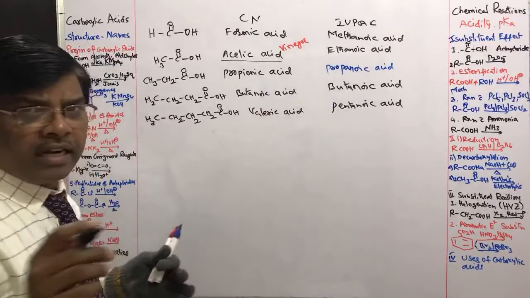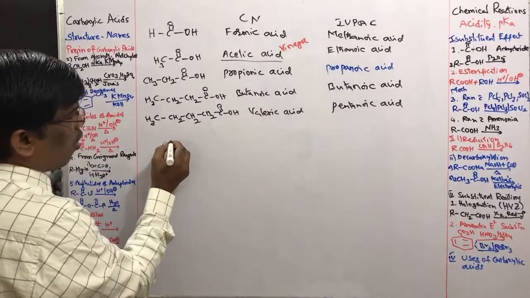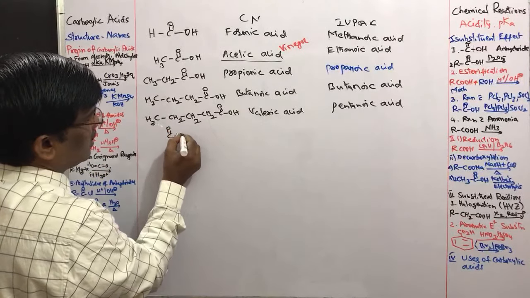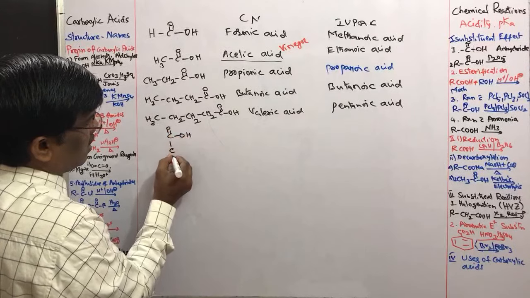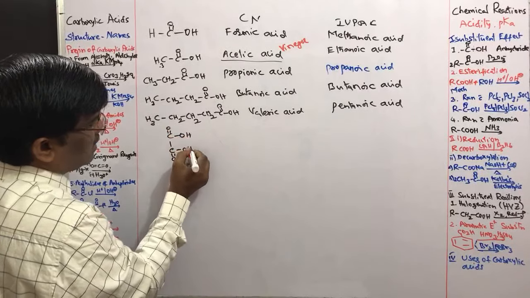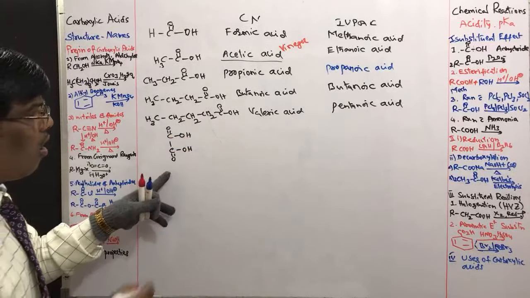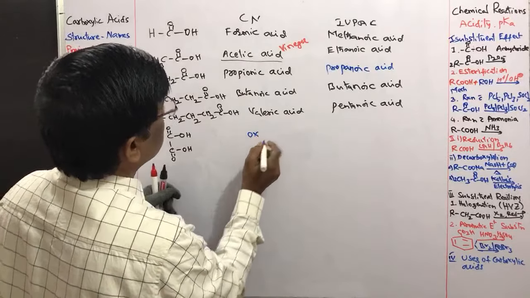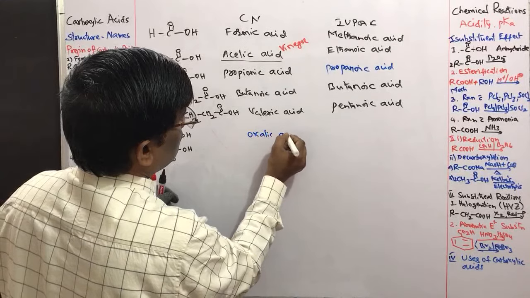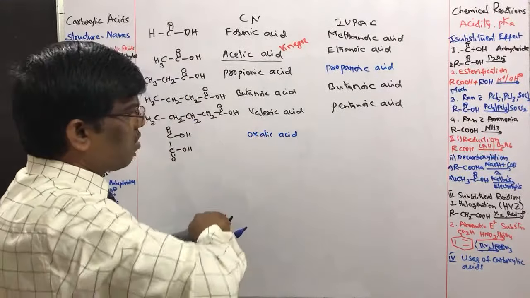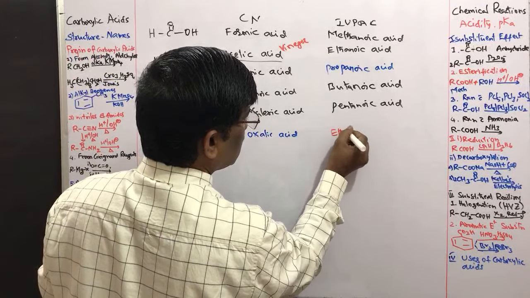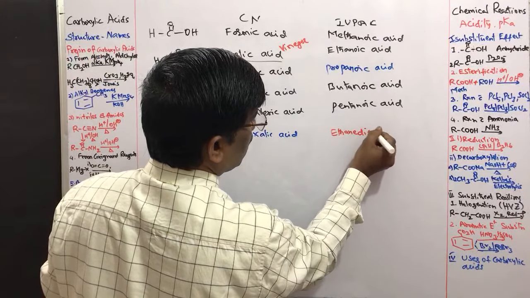Then let us see some dicarboxylic acids. The common dicarboxylic acid we come across is oxalic acid. The names are very important, students. Oxalic acid, ethanedioic acid.